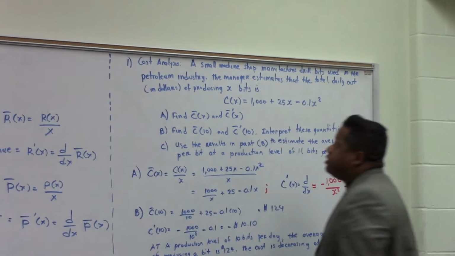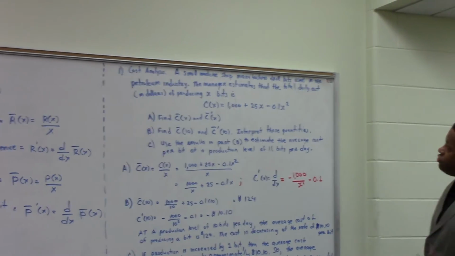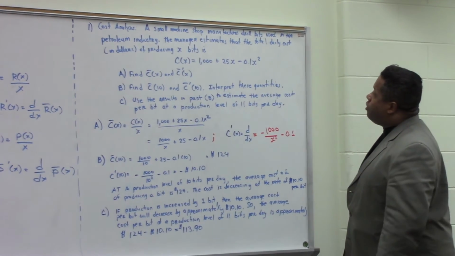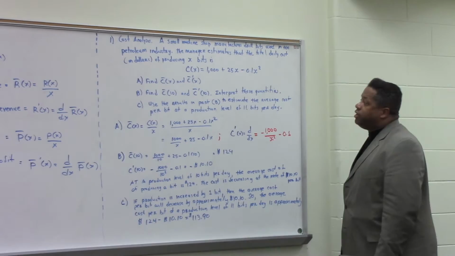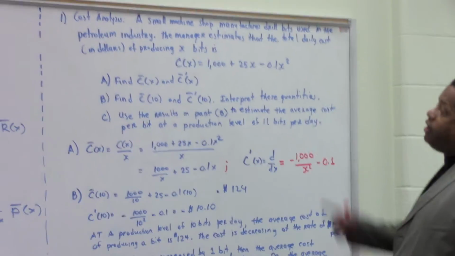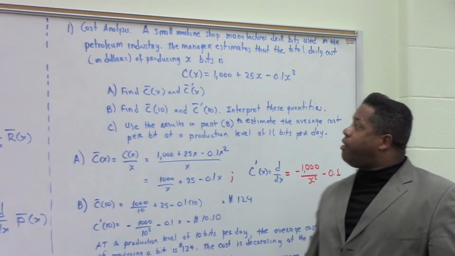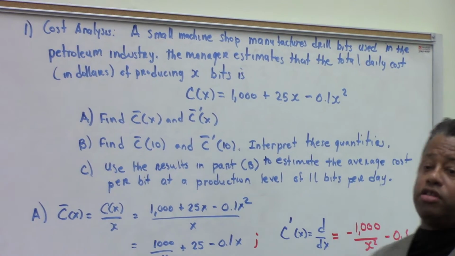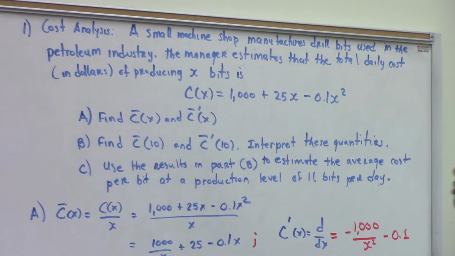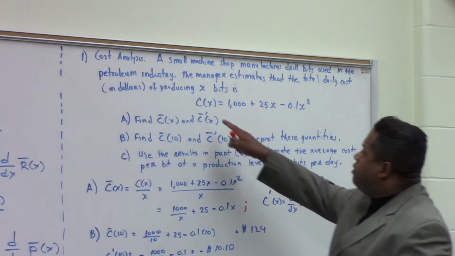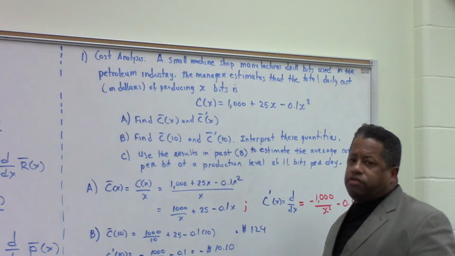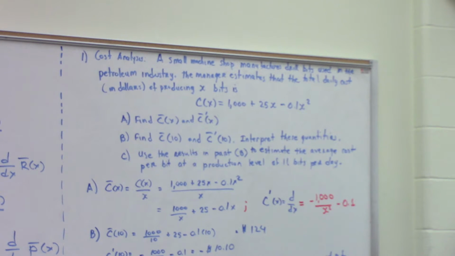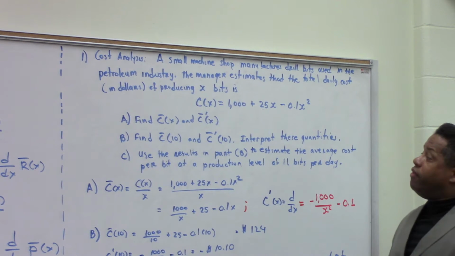For cost analysis, a small machine shop manufactures drill bits used in the petroleum industry. The manager estimates that the total daily cost in dollars of producing X bits is the cost function here, C sub X. This is just the cost function, not the marginal cost, not yet. C sub X is equal to 1,000 plus 25X minus 0.1 X squared.